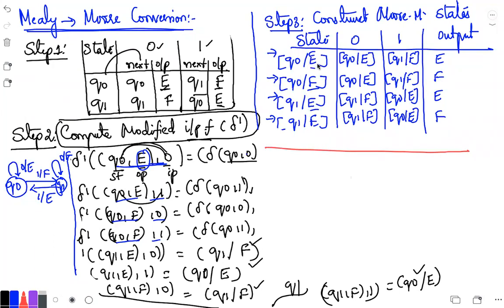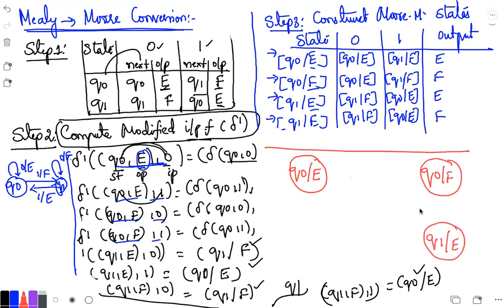Now take the states. What is the first state? Q naught on E. So write it like a Moore state. Q naught by E. Q naught by F. Q1 by E. Q1 by F.